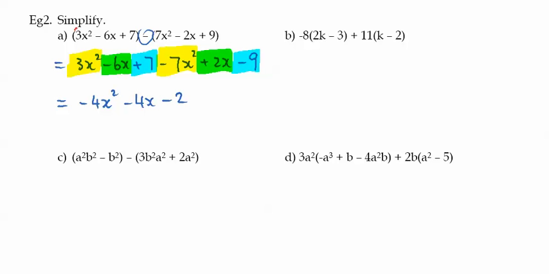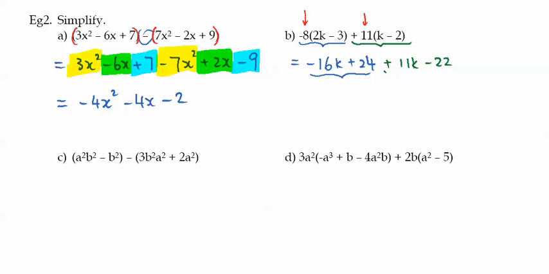Sometimes, besides working with brackets here and there, they may come with a number in front of your bracket. And what you would do is to distribute the number by using multiplication. So the first group here will give us -16k plus 24. And for the second group, we have 11k minus 22.